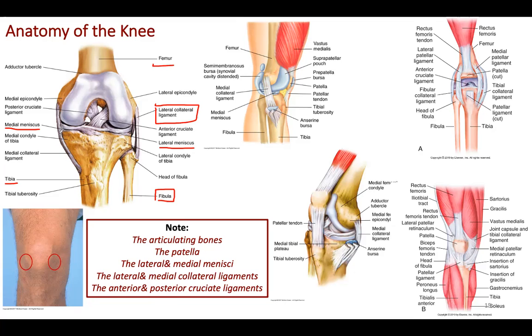And then we have very important ligaments, the posterior cruciate ligament, and the most important ligament of all ligaments in the knee joint is the anterior cruciate ligament. And this is the only ligament that is inside the joint cavity. All the ligaments of the knee joint are outside the joint cavity, except the anterior cruciate ligament. It is inside the joint cavity.